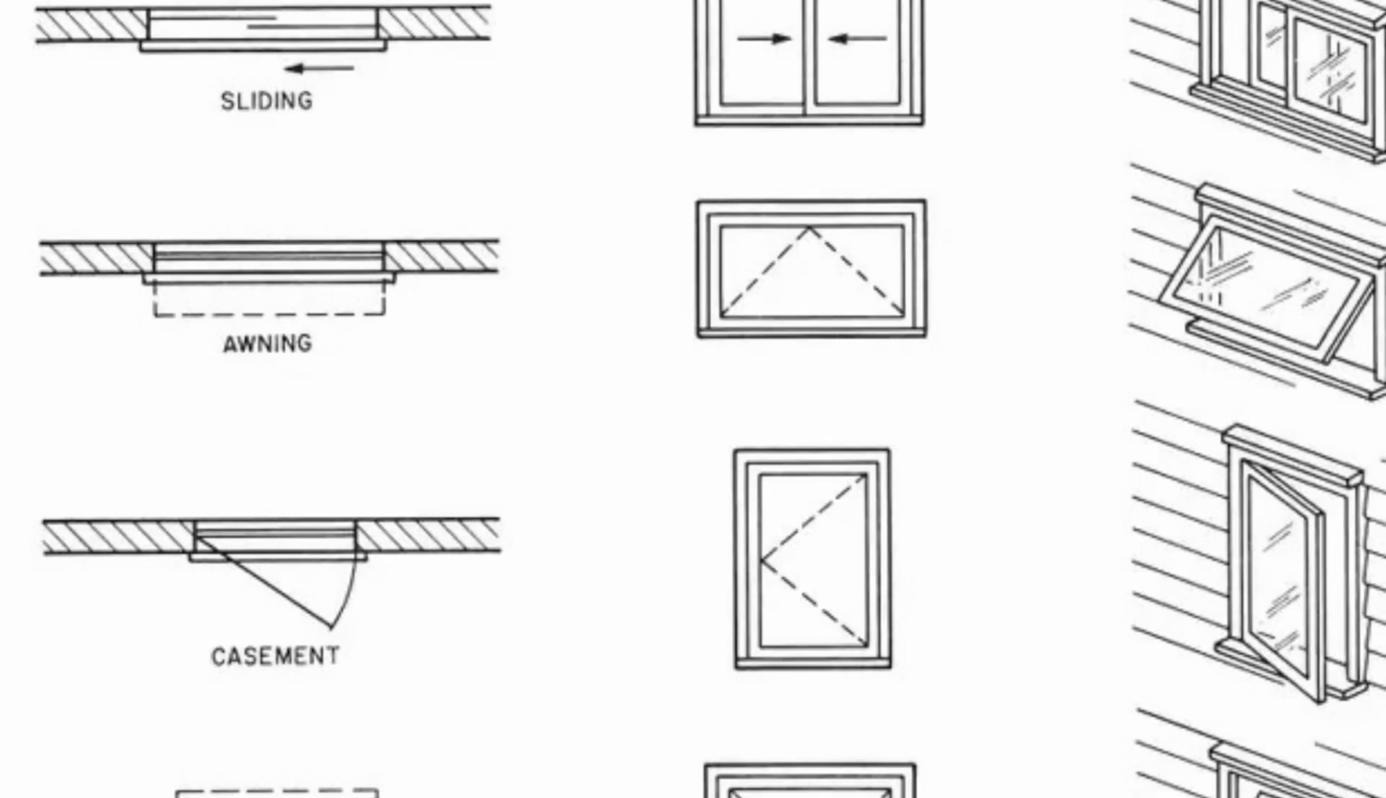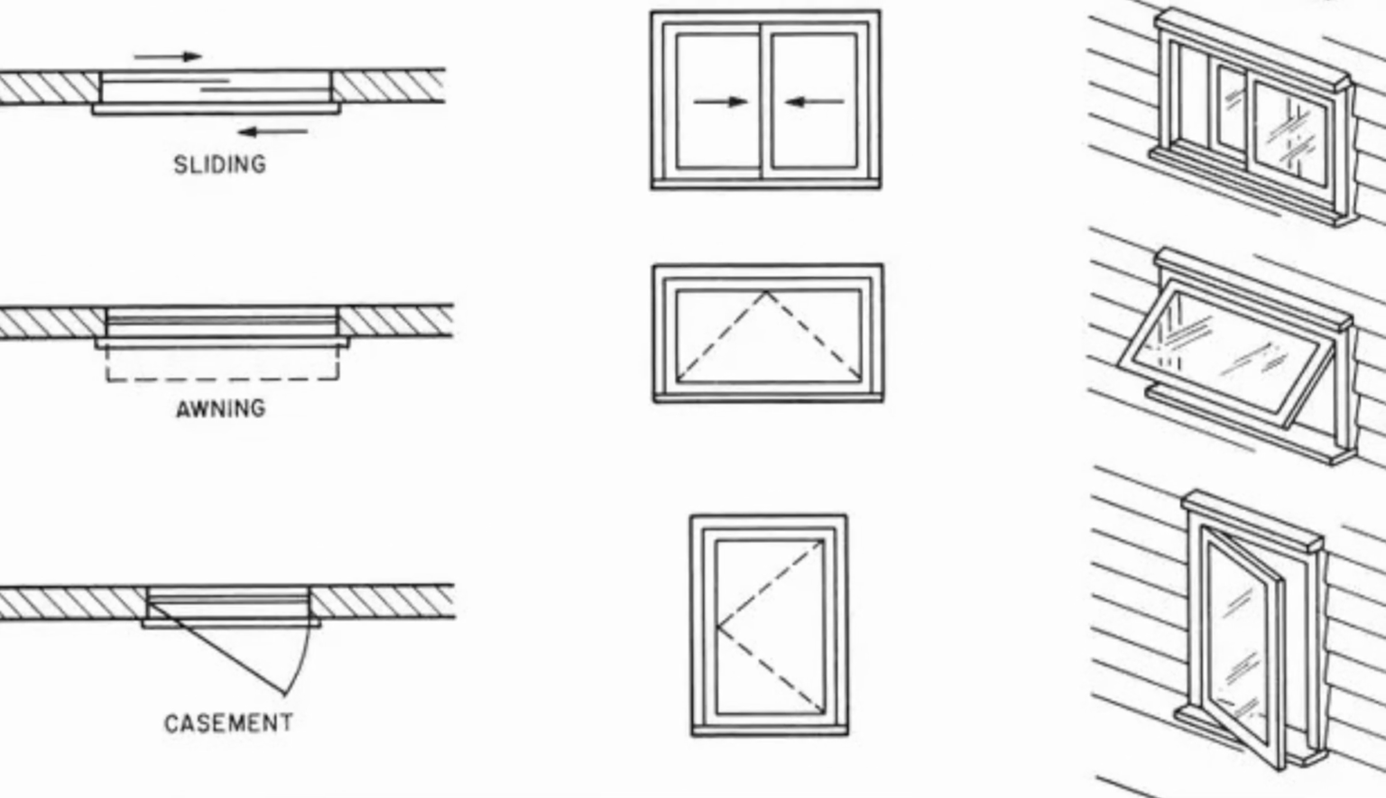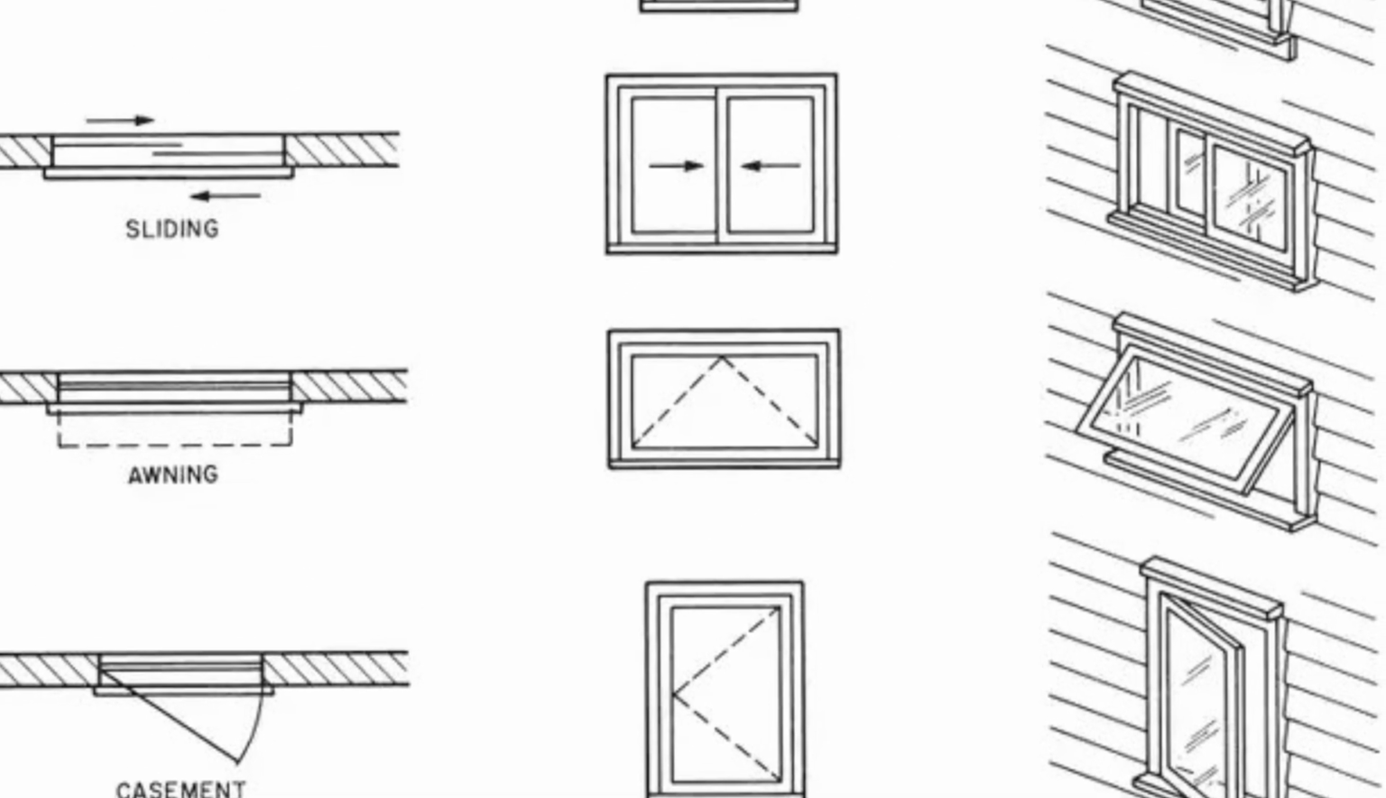Windows are shown as part of the walls. They're symbolized by an empty rectangle inserted into a wall with a solid hatch. Different kinds of windows, like sliding windows, casement windows, bay windows, are shown by breaking the straight line of the wall and the window is pushed outside. That's how you know that's a bay window.